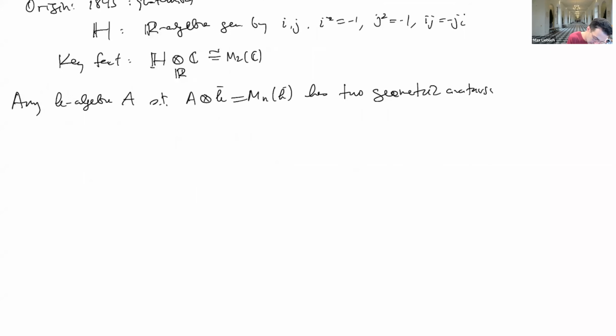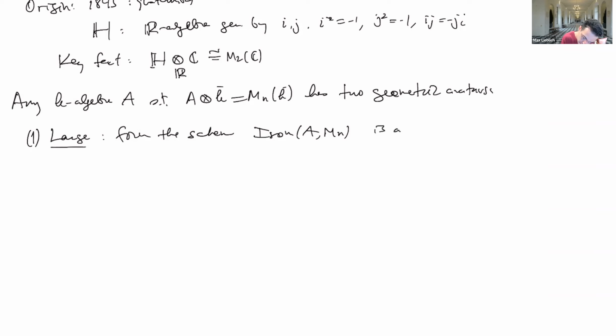The first one is one that you may have seen more frequently in your lives, and that is what I'll call the large one. I can form the scheme of isomorphisms from A to n by n matrices. This is a functor that over a K-scheme gives the set of isomorphisms from A to M_n of O, and this is a left PGL_n torsor.